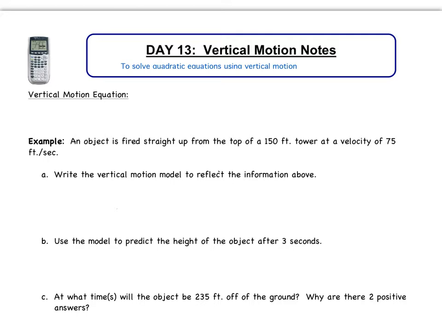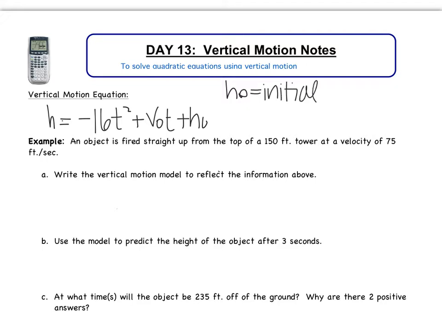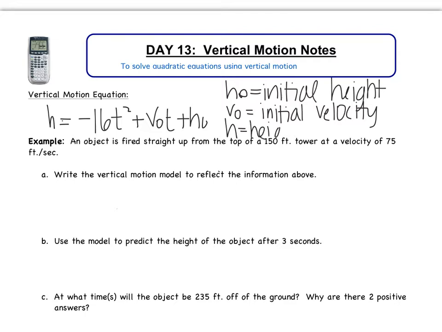So the vertical motion equation at the top is going to be h equals negative 16t squared plus v sub 0 t plus h sub 0. So first thing that we should probably do is define what all these variables mean. H sub 0 is your initial height. V sub 0 is your initial velocity. And h is the height after a certain amount of time.